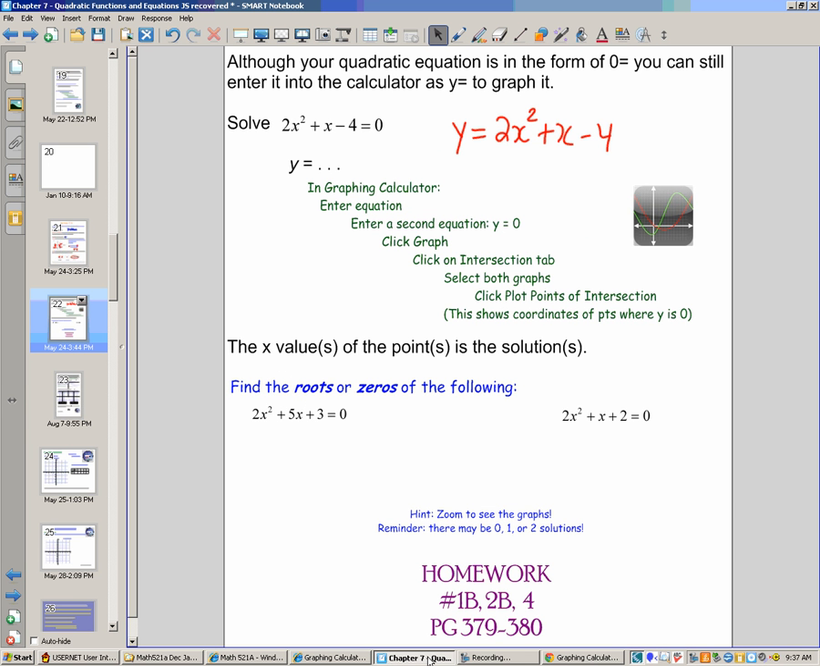Now, the next part, we're going to kind of skip over this part. Your homework tonight, and for the rest of class after we finish covering things, is going to be number 1 to 4, page 379.